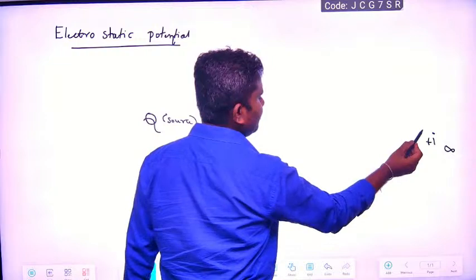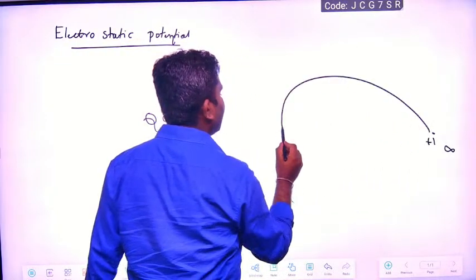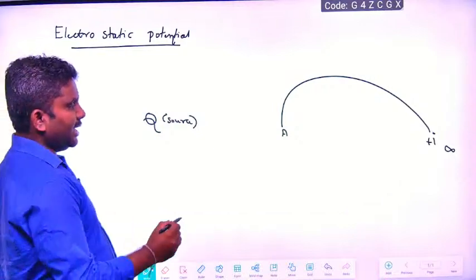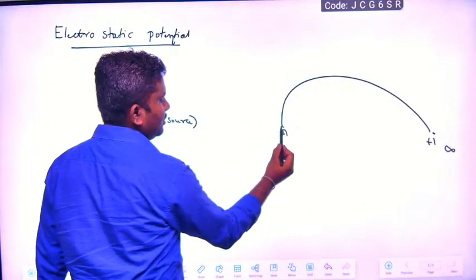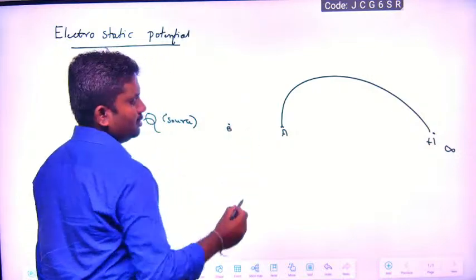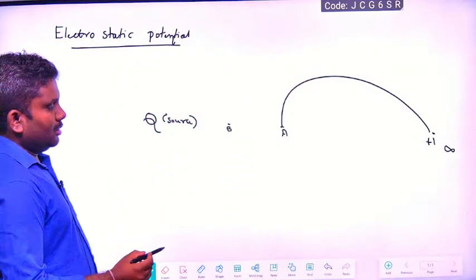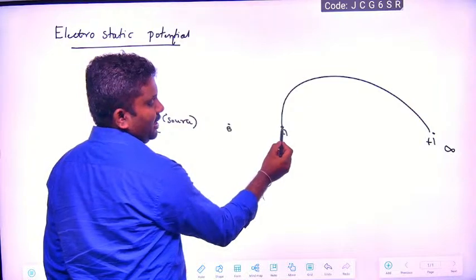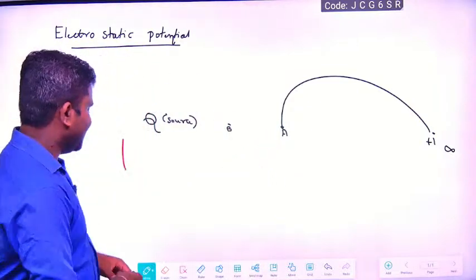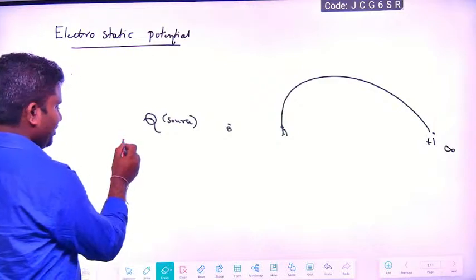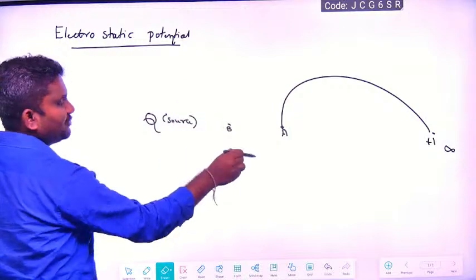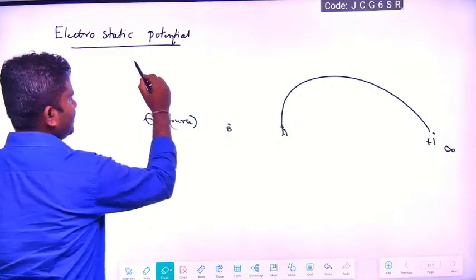For example, I will bring it from infinity to the point A. This is point A. And again from point A, if I want to bring it to some point B, you just see here, this point A and point B are in the field, correct, right? Which field? Source charge field. They are in the source charge field. So, I can write like this. I also derived it in the last class.